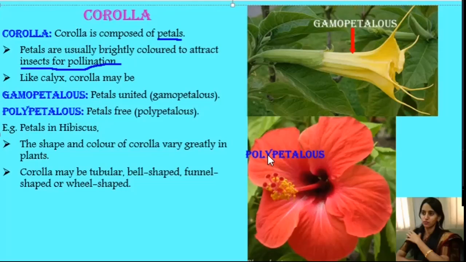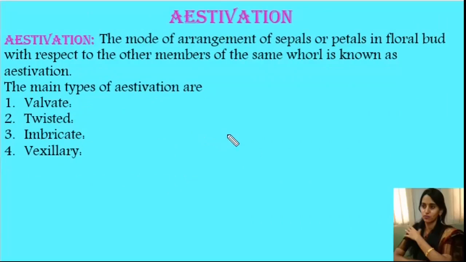Okay, and the shape and color of the corolla or petals vary greatly. The corolla may be tube-like or bell-shaped, funnel or wheel-shaped. It varies because in different flowers we can find different types of corolla. In different flowers, the arrangement of sepals and petals in a flower bud varies.